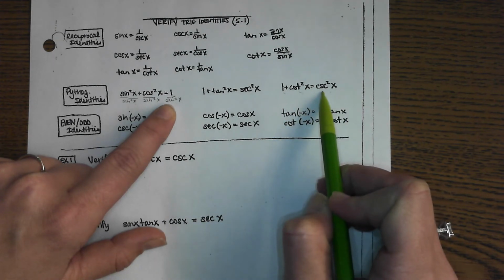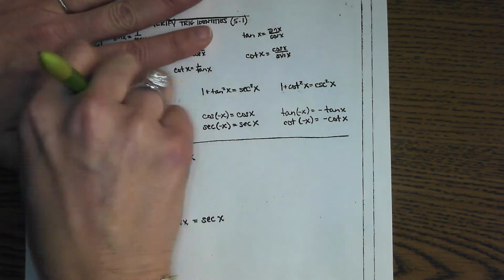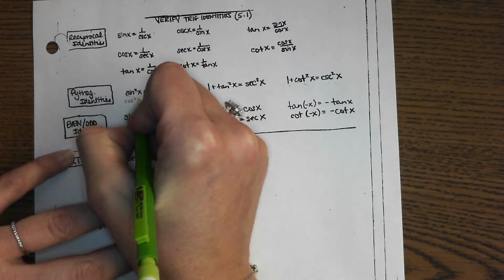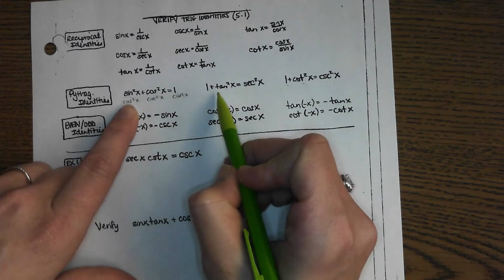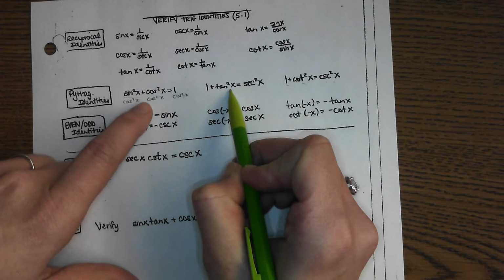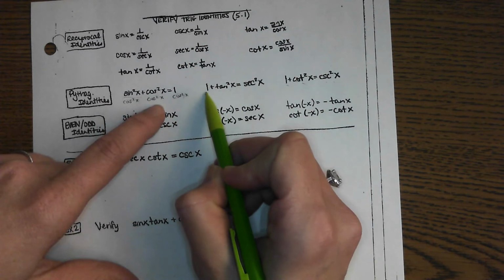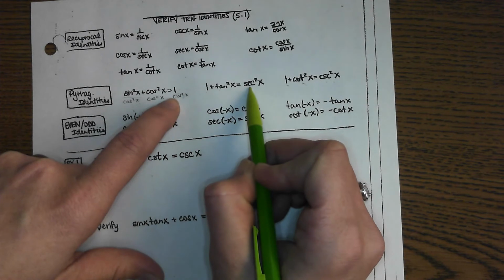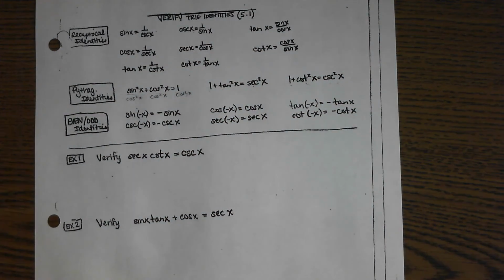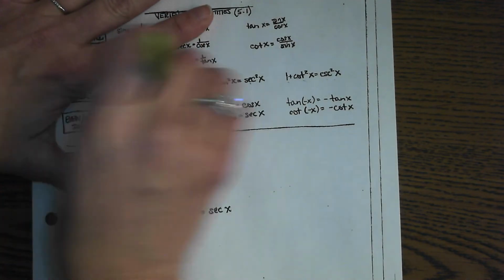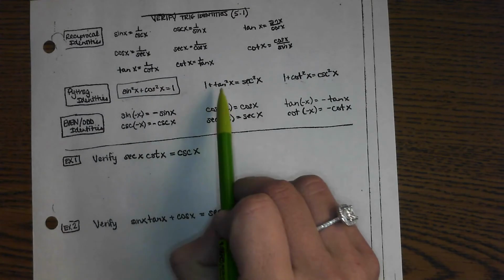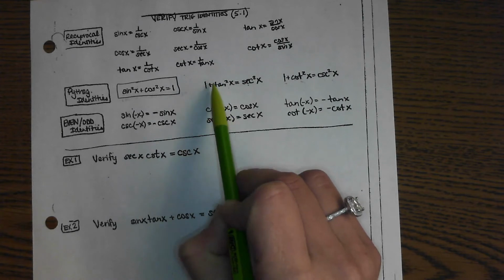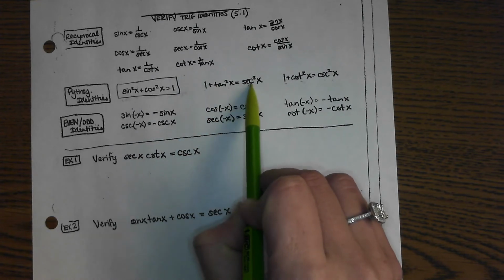Does that make sense? And similarly, if we divide everything by cosine squared, sine squared divided by cosine squared gives you tangent squared, plus cosine squared divided by cosine squared gives you 1, and 1 divided by cosine squared gives you secant squared. So they are, in a way, all the same thing. They all definitely come from the same basic Pythagorean identity. It's just you might be presented with a 1 plus tangent squared, and you can take that out and replace it with a secant squared.